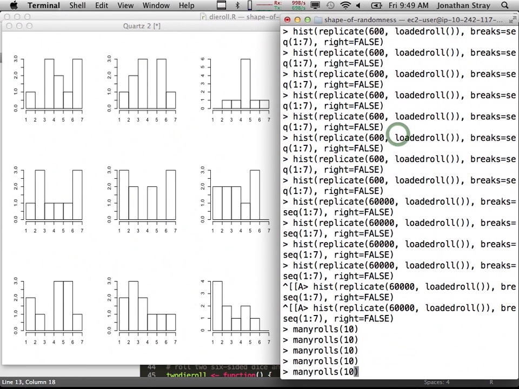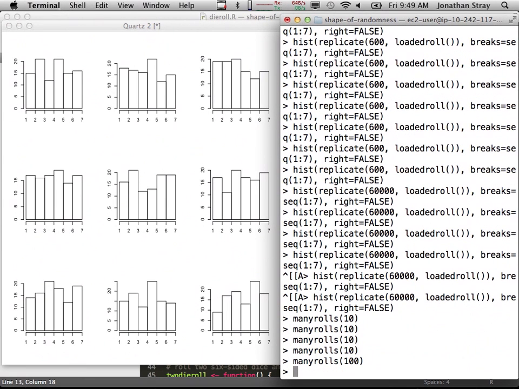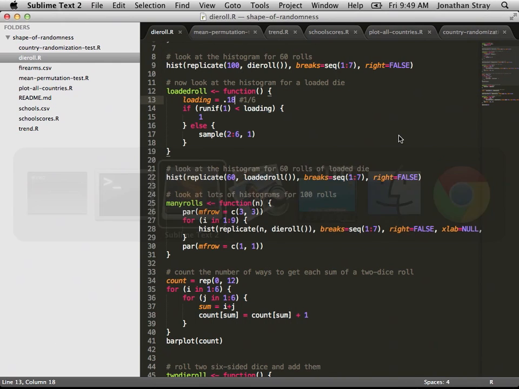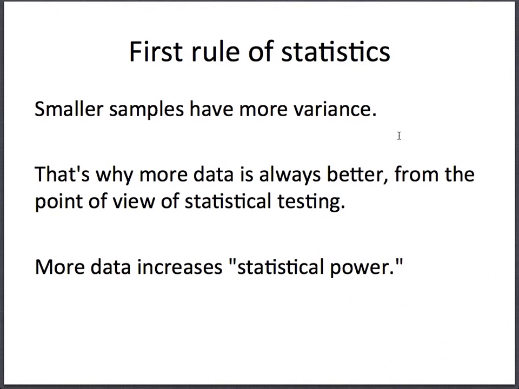Whereas if I start to roll 100 times, then the graphs start to even out. So if I get that big spike when there are 100 cases in the state instead of 10, it's much better evidence. And we'll get into how much better evidence in a minute. Okay.